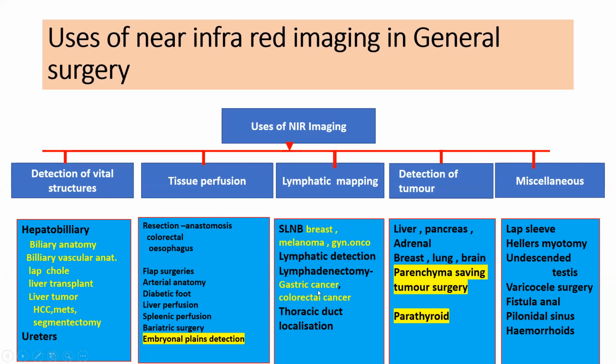So sentinel lymph node biopsies, various lymphatic detections, particularly in gastric cancer, colorectal cancer, even the thoracic duct can be detected and localized during surgery with the help of ICG. And detection of various tumors can be done.